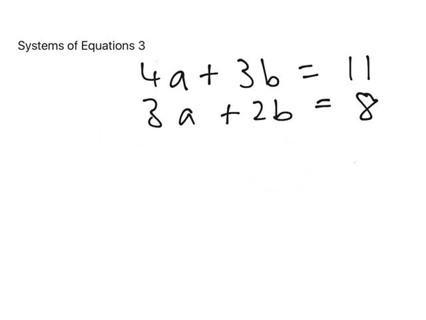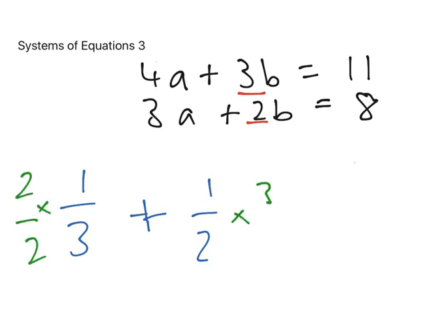Instead, we want to make these numbers the same. How do we do that? Well, let's go back to adding and subtracting fractions. If I have 1/3 plus 1/2, what do we do? We multiply this one by 2 over 2, multiply this one by 3 over 3.